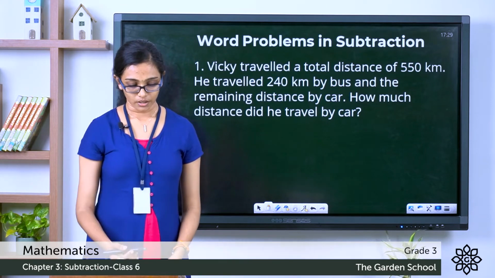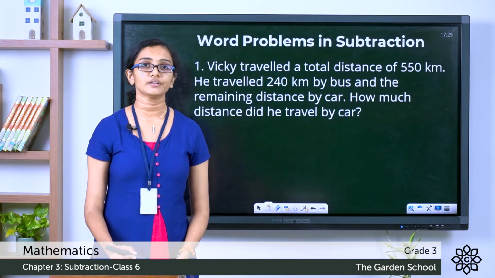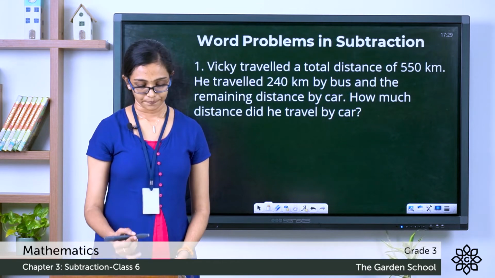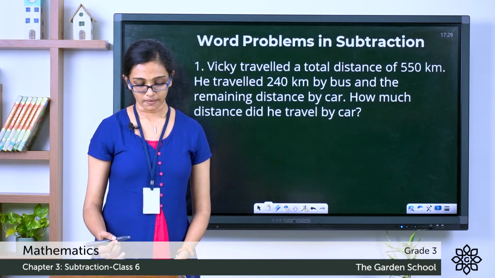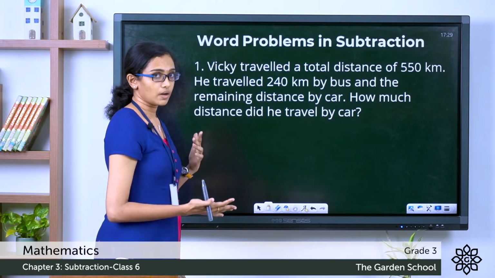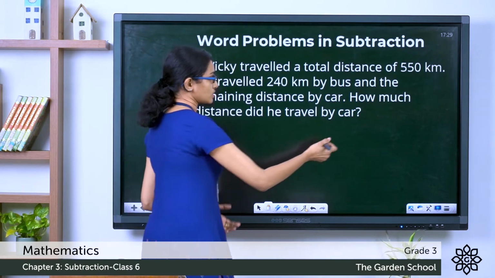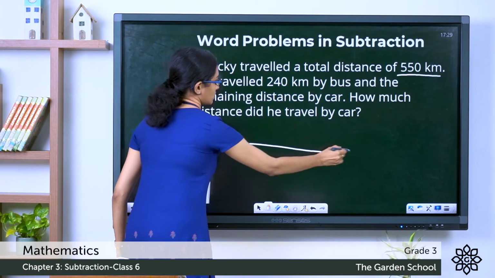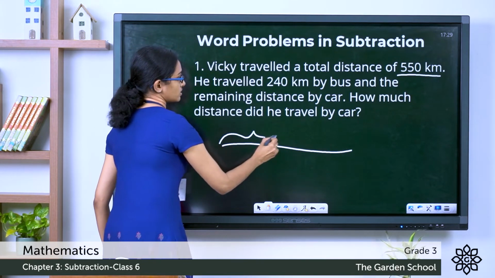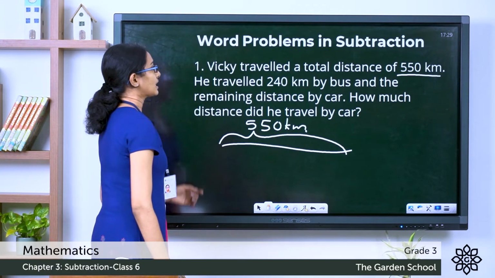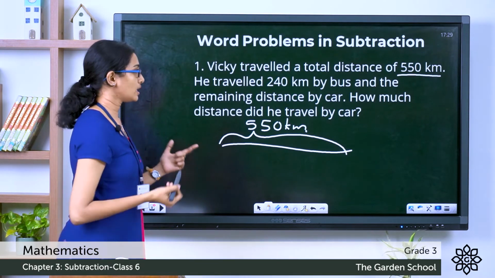Vicky traveled a total distance of 550 kilometers. He traveled 240 kilometers by bus and the remaining distance by car. How much distance did he travel by car? So what is mentioned in the question? Vicky had traveled some distance. He traveled a total distance of 550 kilometers, and he traveled 240 kilometers by bus.